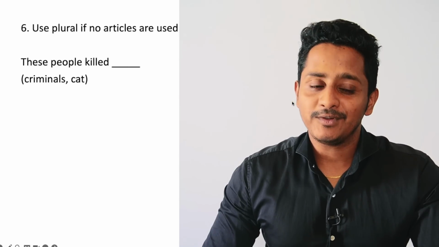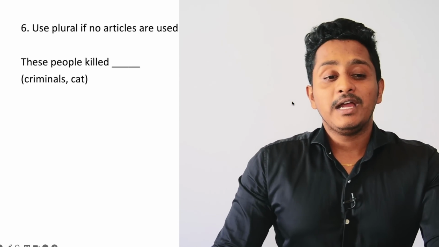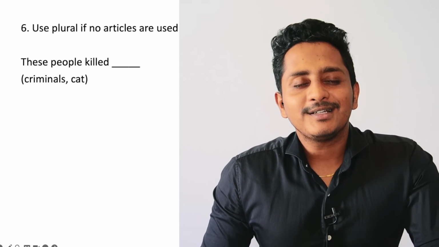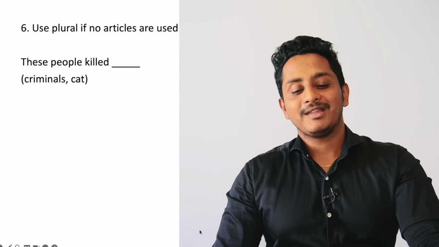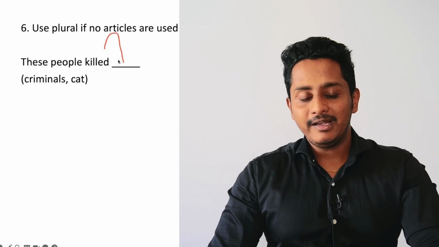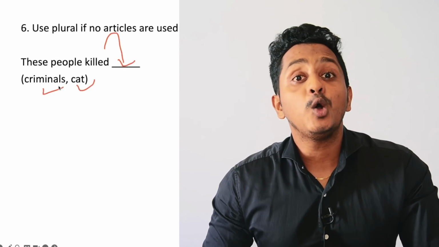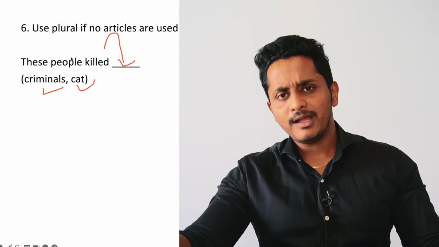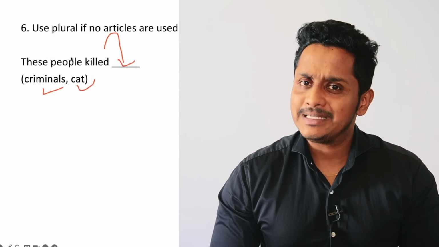That's the shortcut number 5. We quickly move on to shortcut number 6. Use plural if no articles are used. See, these people killed cat or criminals. How to understand? These people could have killed a cat. These people could have killed criminals as well.